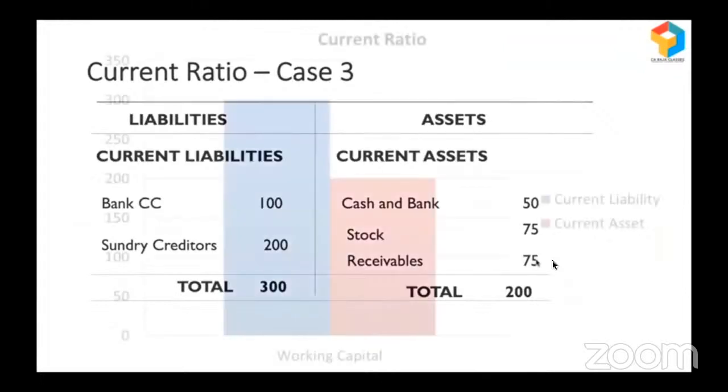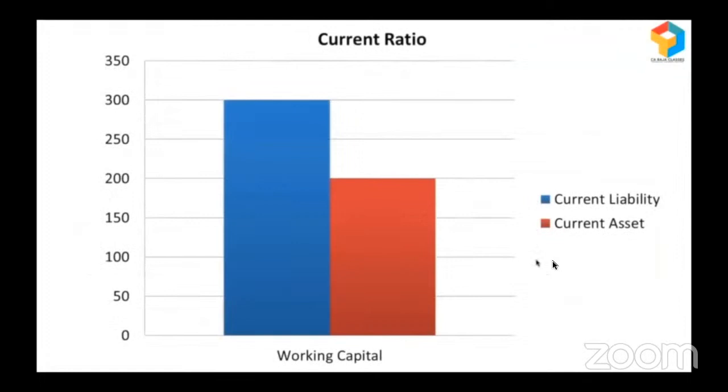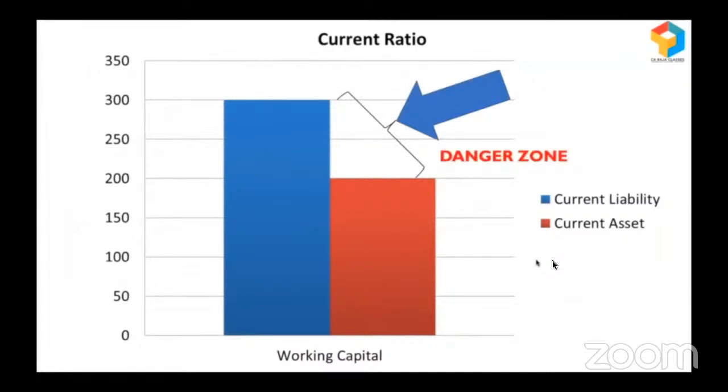So if I put that in the form of a graph, look, the blue bar is the obligation and the red bar is the resources, and clearly you can see there is a shortage, and to that extent this business is in a danger zone, because here the resources are lesser than the obligations. So when your current assets are lesser than the current liability, that is current asset minus current liability, obviously your net working capital will be negative. You will have negative net working capital.